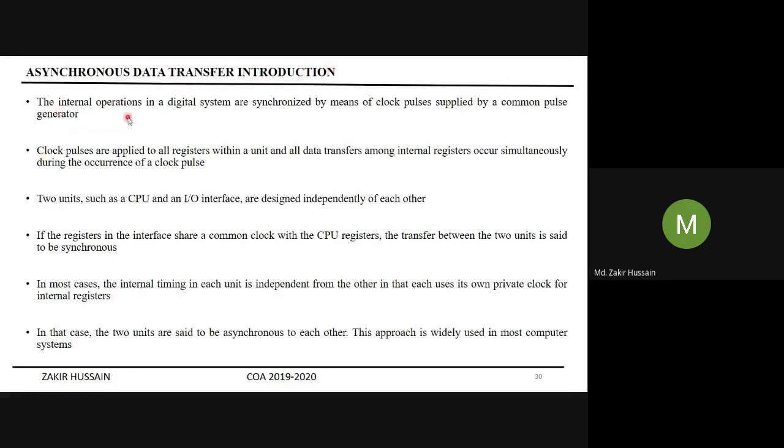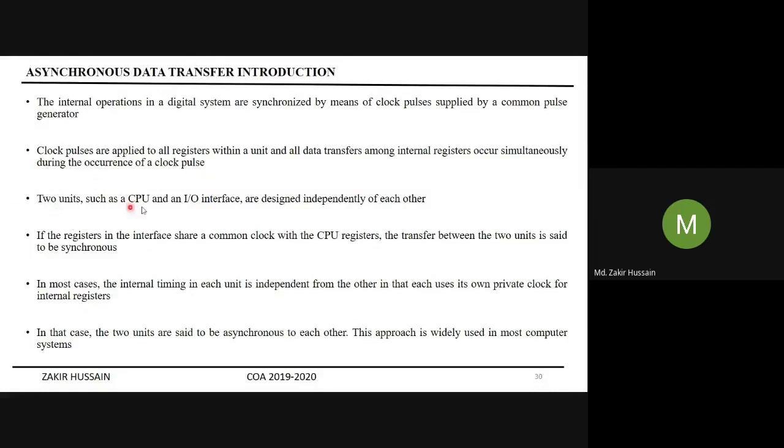The internal operations in a digital system are synchronized by means of clock pulses supplied by a common pulse generator. Internal operations in a digital system are controlled by a clock pulse generator. These clock pulses are applied to all registers within a unit, and all data transfers among internal registers occur simultaneously during the occurrence of a clock pulse.